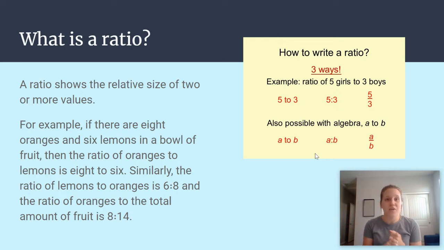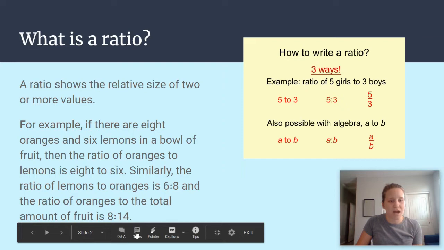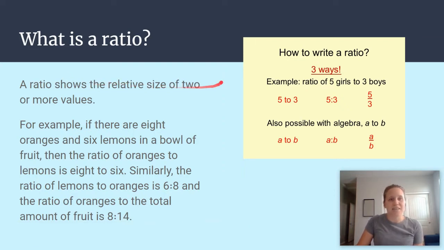First, just a quick review. I know you've seen this before, but I just want to remind you, what is a ratio? A ratio shows the relative size of two or more values. So when I say relative size, I mean how much of one thing given how much of another thing. Once you really think about it, you'll start to see ratios all the time. So as we're going through these examples, try to think of another real life example of a ratio that you see or use in your daily life.